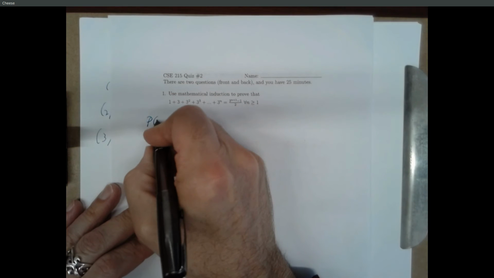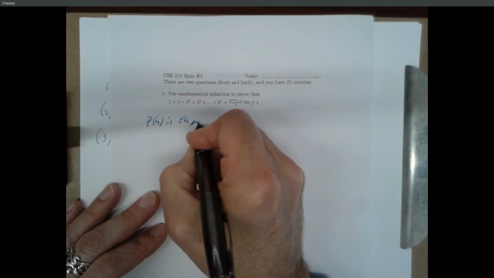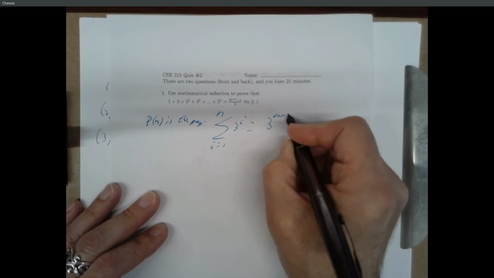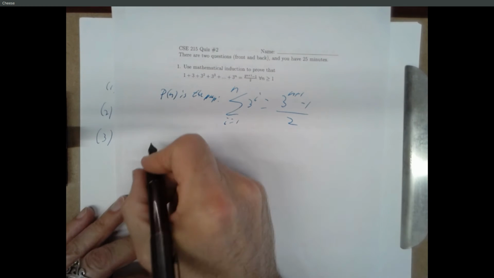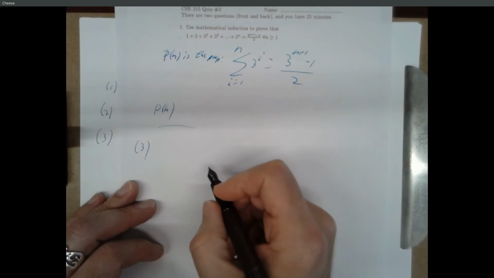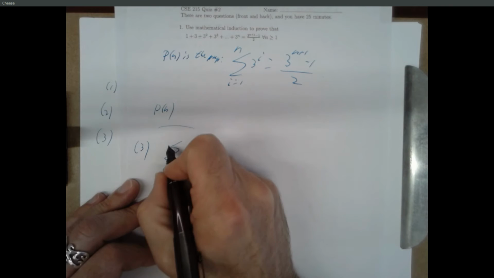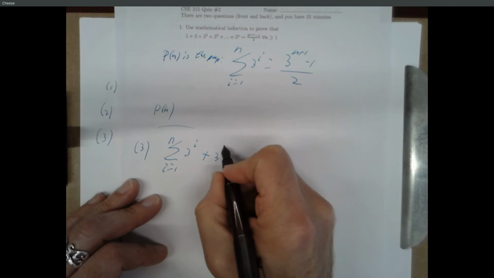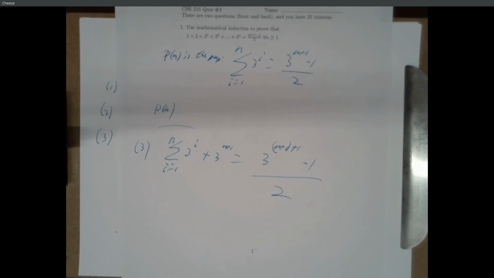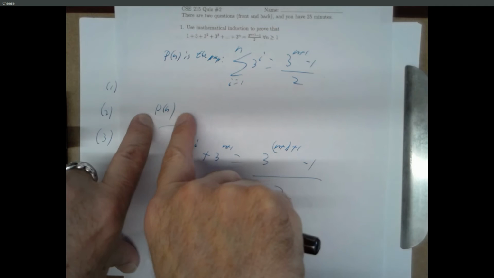In this example, P of n is the proposition that the sum from i equals 1 to n of 3 to the i equals 3 to the n plus 1 minus 1 over 2. And you state P of n, and you state that. And then, typically step 3, I saw something like this. Right? And this last thing that we've written is what P of n plus 1 says, but it does not follow from P of n yet. You have to show why it follows. That's the core of the proof.